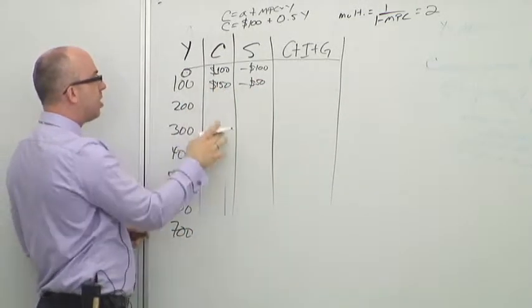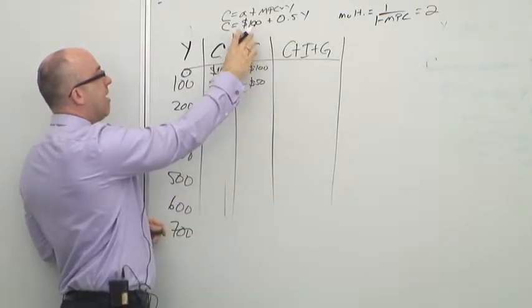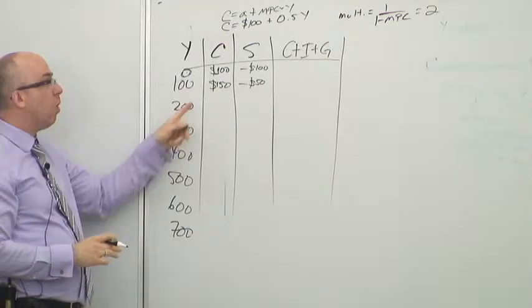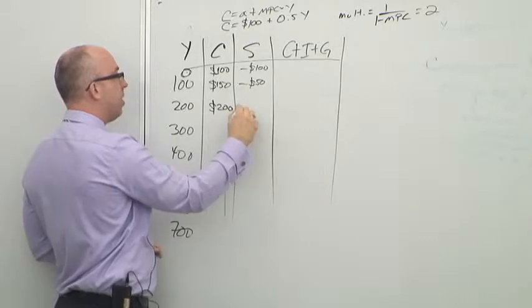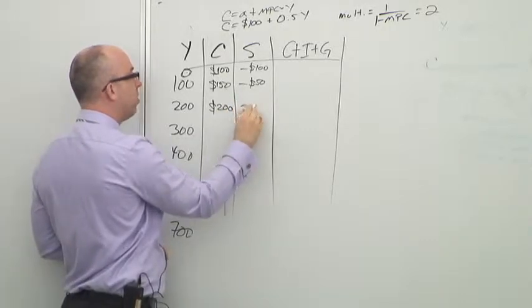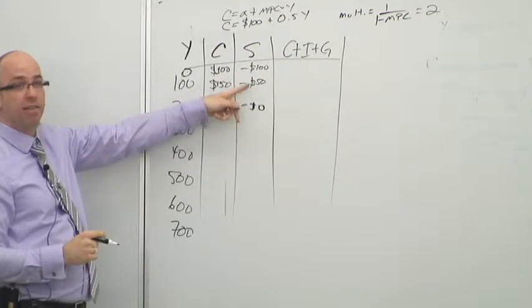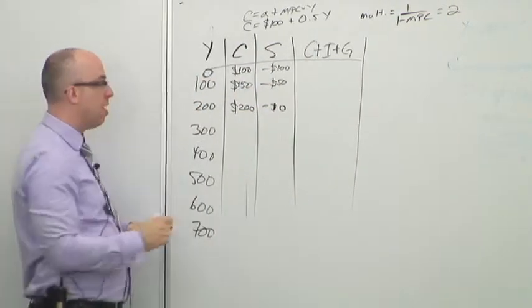If I continue to go up, now I earn 200, and I have to spend 100 plus half of 200, or 100 plus 100. This is the magic point. This is $0. This is my equilibrium. I'm no longer dis-saving. I'm now exactly equal. Now I'm going to keep going, kind of to show how the numbers work.